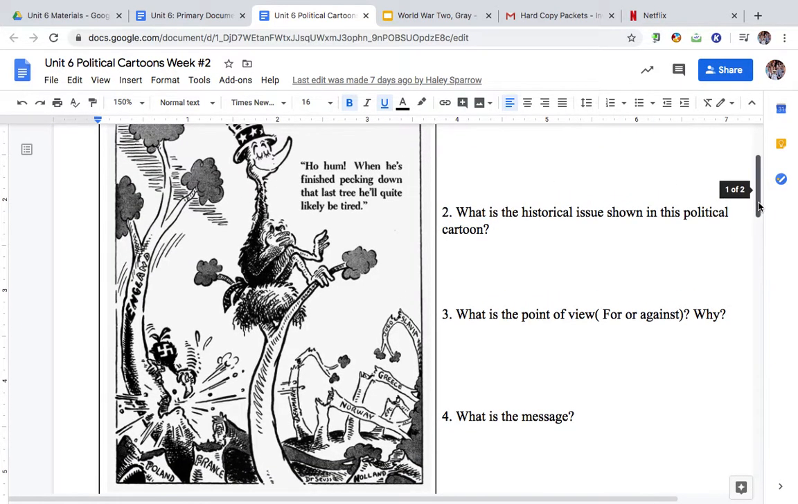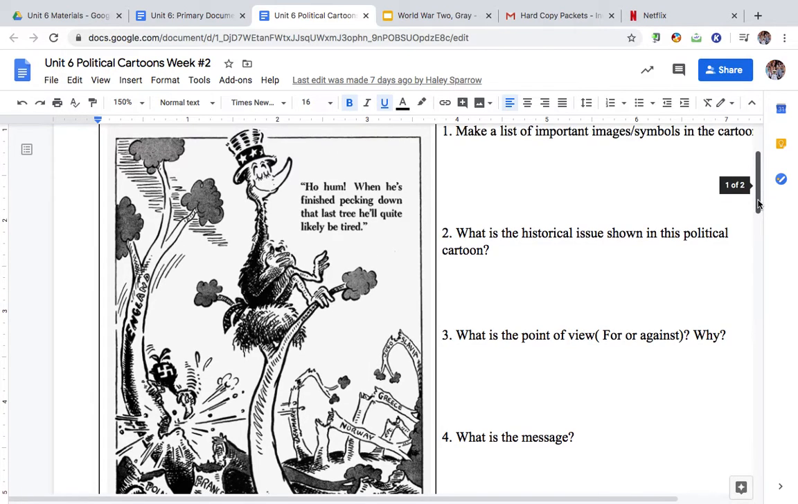Looking at the first cartoon, the first thing that we're going to do is pick out the symbols. Two main characters kind of stick out. You got this guy right here. Who do you think that represents when you're looking at it? It's got kind of the Uncle Sam hat on, sitting up safely in the tree.